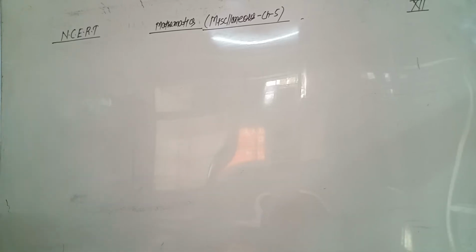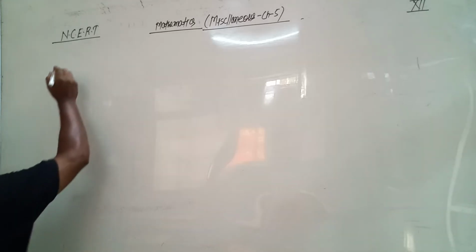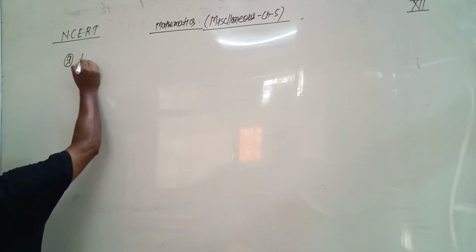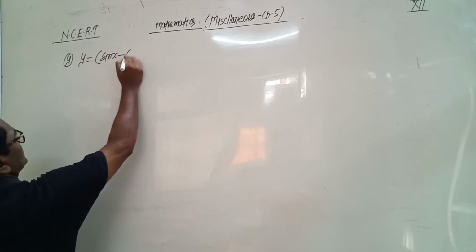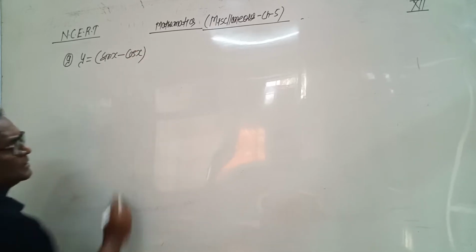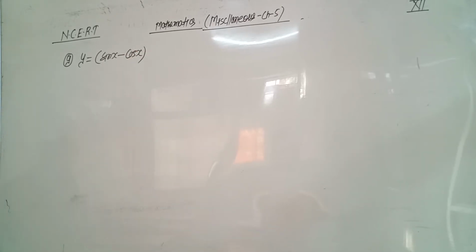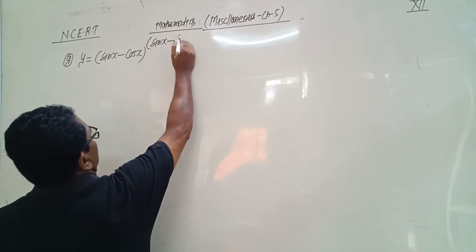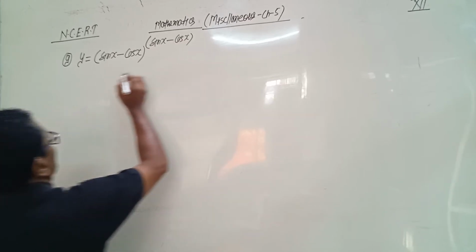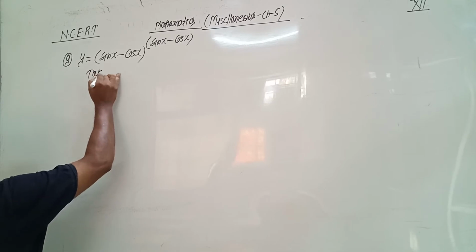Now we discuss question number 9 of miscellaneous exercise 5, chapter 5. y equals (sin x minus cos x) whole raised to the power (sin x minus cos x). So taking log both sides.